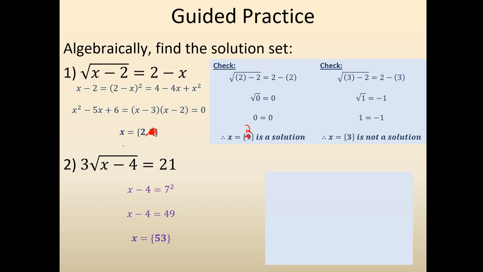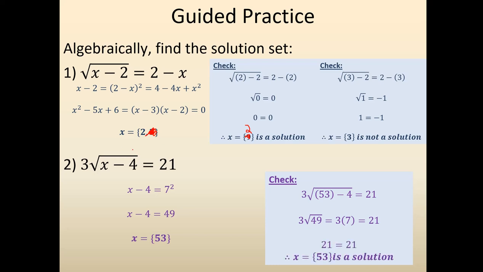So we just double check real quick. Plug it into the original equation. 53 minus 4 is 49. The square root of 49 is 7. So we end up getting 3 times 7 equals 21, which is a true statement. Therefore, x equals 53 is a solution.